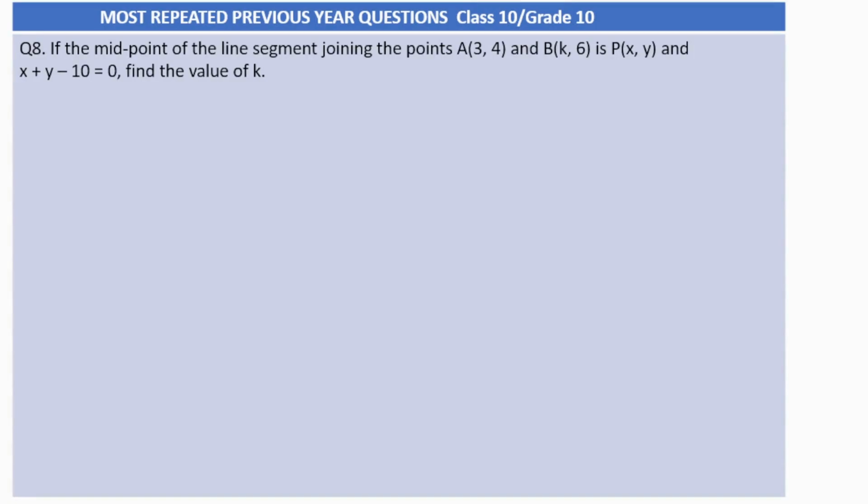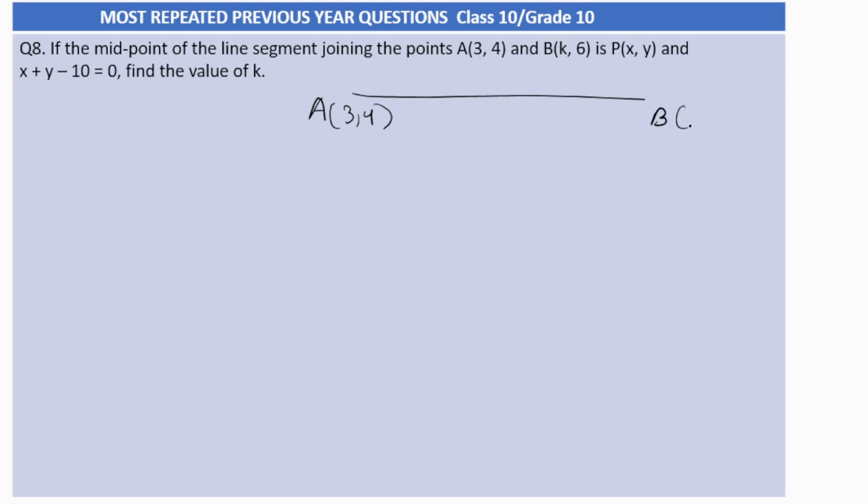Now, let's start with question number 8. If the midpoint of the line segment joining the points A(3, 4) and B(k, 6) is P(x, y) and x plus y minus 10 is equal to 0, find the value of k. Now, midpoint makes the question very easy. This is again section formula and we have to use midpoint formula here.